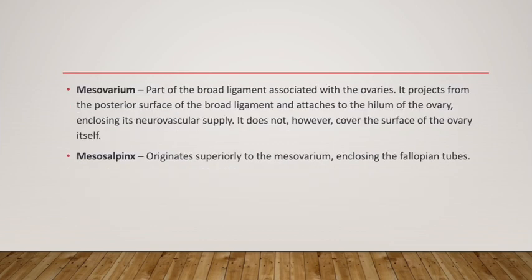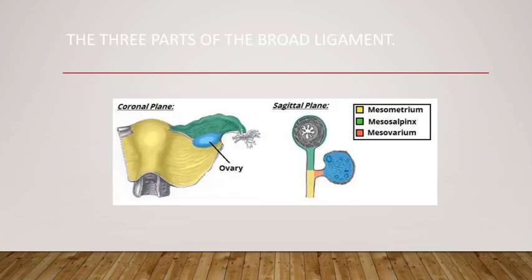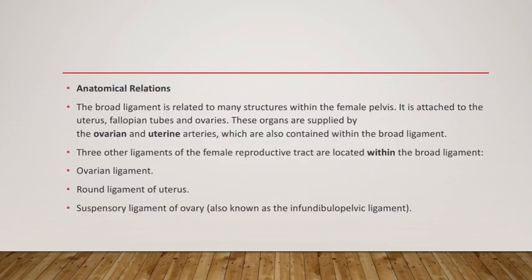Mesovarium, part of the broad ligament associated with the ovaries. It projects from the posterior surface of the broad ligament and attaches to the hilum of the ovary, enclosing its neurovascular supply. It does not, however, cover the surface of the ovary itself. Mesosalpinx. This originates superiorly to the mesovarium, enclosing the fallopian tube. These are the three parts of the broad ligament: mesometrium, mesosalpinx and mesovarium.